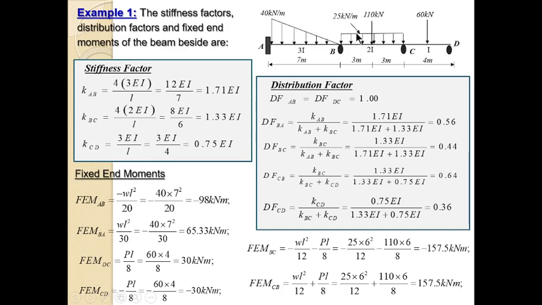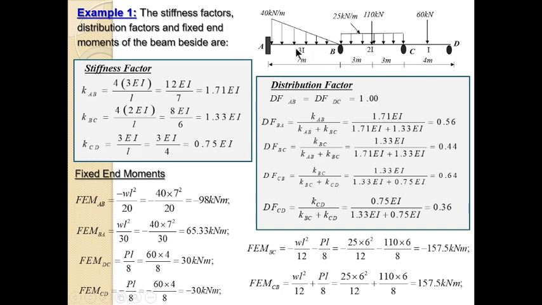A uniformly distributed load of magnitude 25 kN per meter and a point load, a concentrated load of magnitude 110 kN acting at mid-span, such that we have 3 meters here and 3 meters here. We also have a concentrated load here of 60 kN acting at the mid-span.